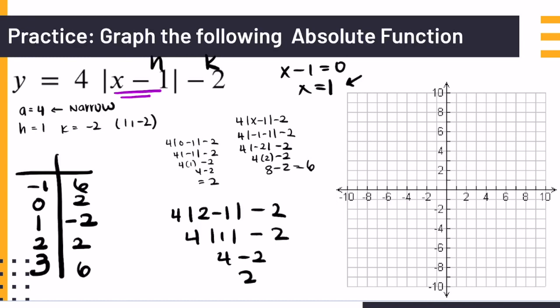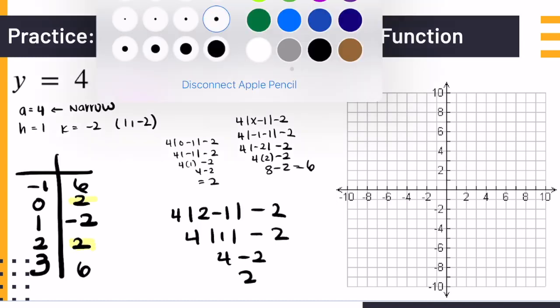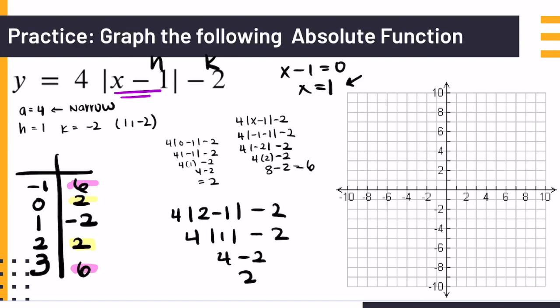Notice that it's very similar to a quadratic function where the two sides are a reflection of each other, meaning that it will be the same points. Then you graph it. So (-1, 6), right here, (0, 2), (1, -2), (2, 2), (3, 6). Remember, this is an absolute function, meaning that it's going to be a V shape. Just connect the points. And ta-da, you get your absolute function.